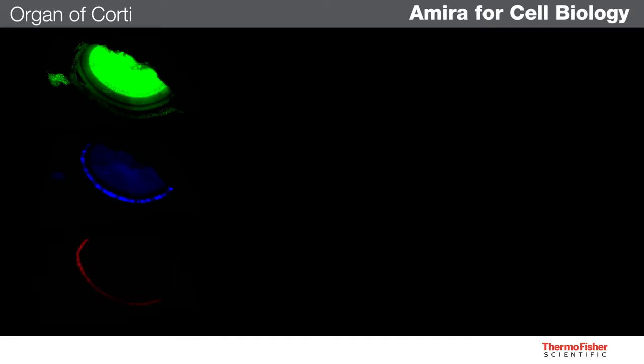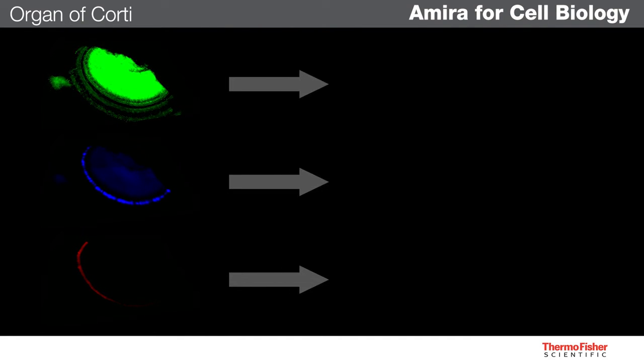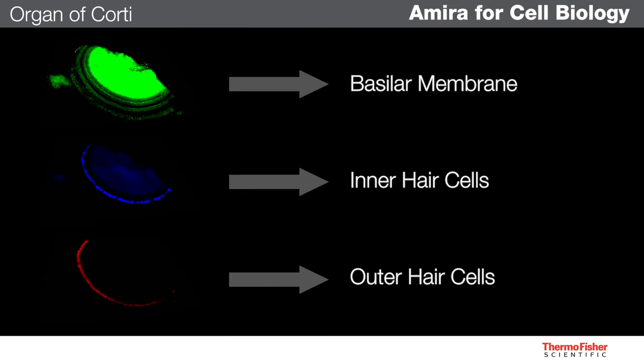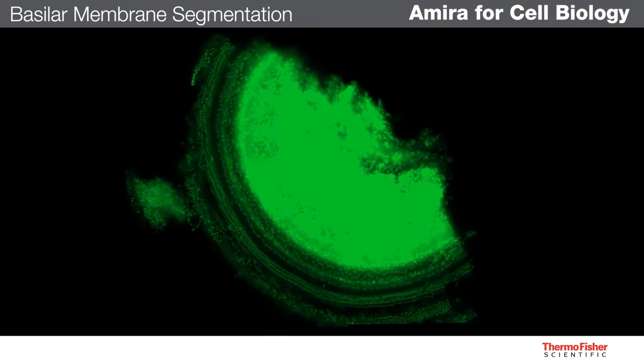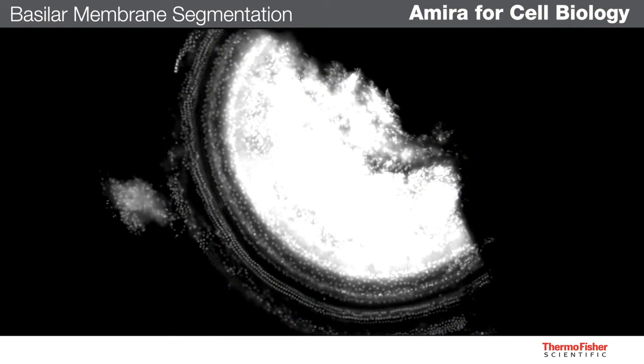We will use the green channel to segment the basilar membrane. Then we will use the blue and red channels to segment the inner and outer hair cells respectively. The basilar membrane is implied by a gap between the two lines of hair cells in the green channel.